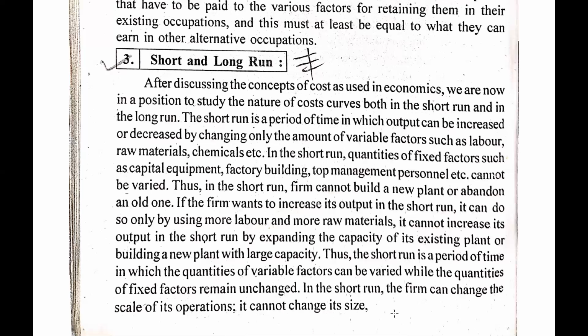Variable factors means raw material and labor. So raw material and labor are considered variable factors, and in the short run, the raw material can be increased or decreased. The labor can also be increased or decreased. So when there is an increment in the variable factors, it is known as the short run. If a company wants to increase its production in a short period of time, then it needs to increase its variable factors. But if the company wants to increase its production for a long period of time, then the company can increase variable as well as fixed factors also.